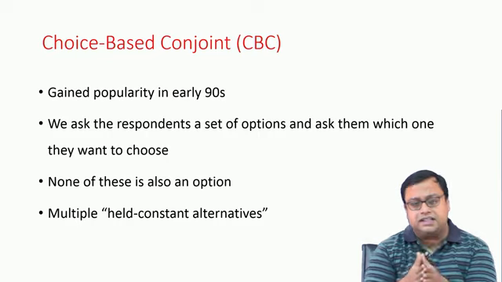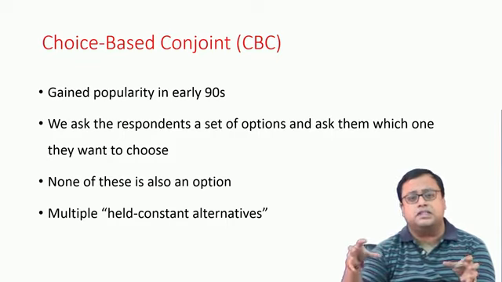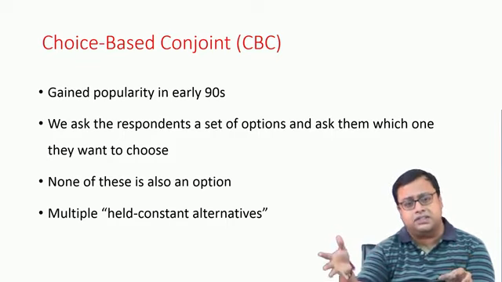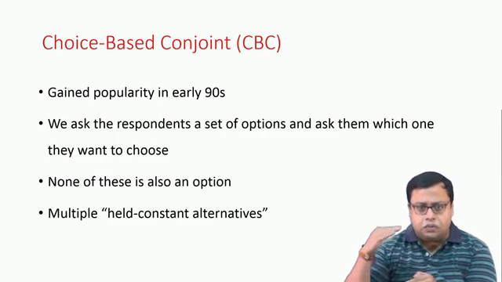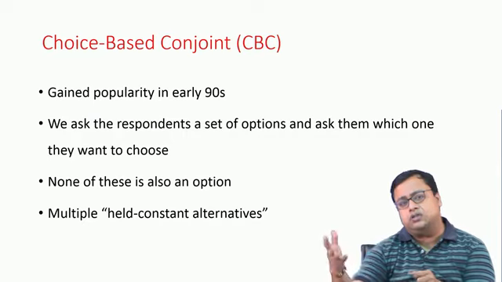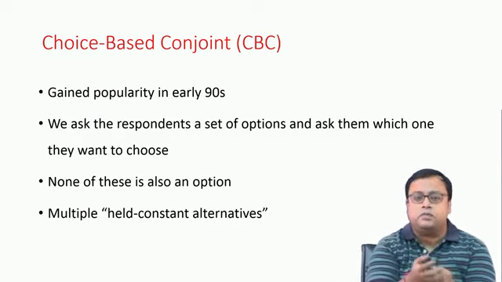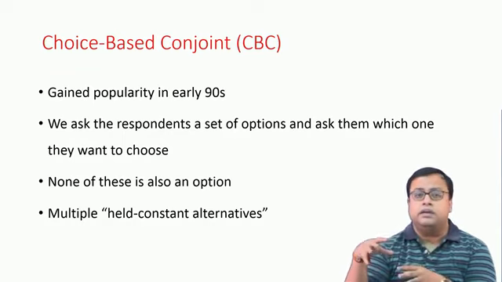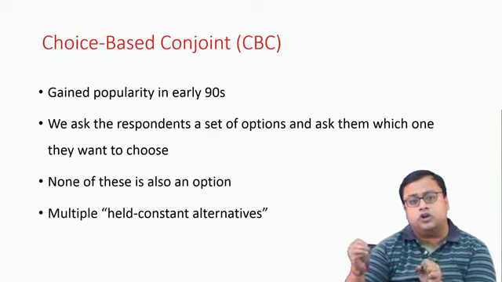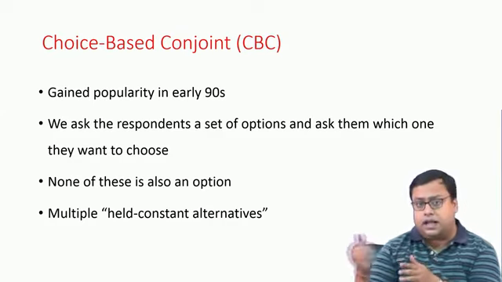So we ask the respondents a set of options and ask them which one they want to choose, and because you are giving a set of options, there can be a no choice option as well. So I don't like any of this. That means that the cutoff utility after which I will actually buy, below which I will not buy, if all the 4 options are below that particular utility that I have in my mind, I can have the option that I will not choose also. That is something very important, which you do not give in other cases.